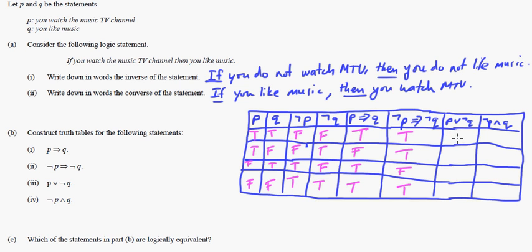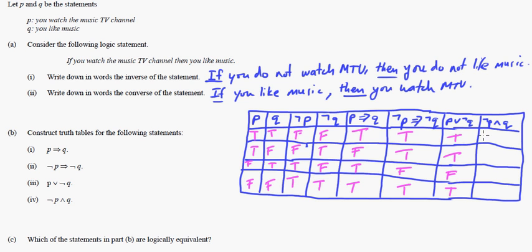And then P or not Q. So we're looking at P and not Q. So with or, it just has to have one true. So true false is true. True true is true. False false, that's going to be false. And false true is true.